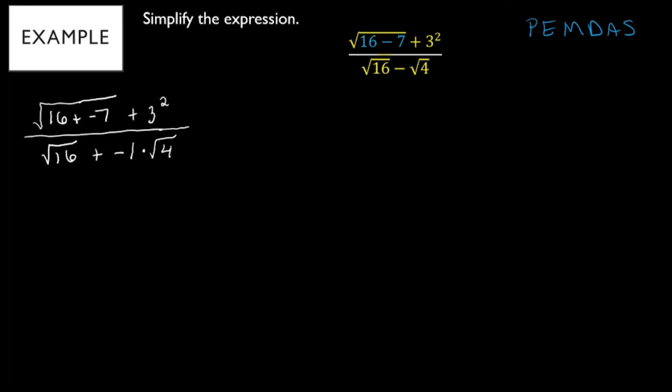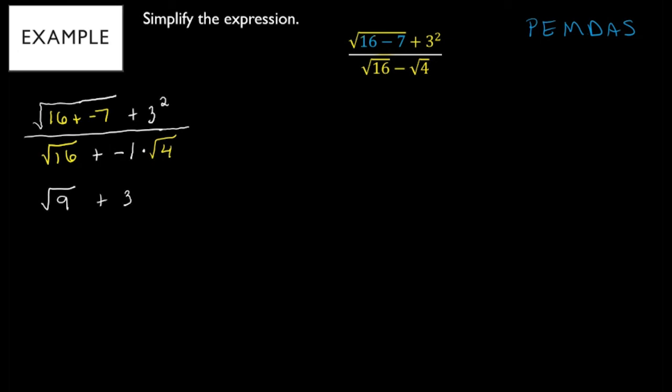So I'm going to treat these separately. I'm going to be doing the 16 plus negative 7 on the top, but in the bottom, I can do my square roots as part of the exponent step. So I don't have to do the same step on the top and the bottom because these are separated. They're different problems. So 16 plus a negative 7 is 9. So I have square root of 9.